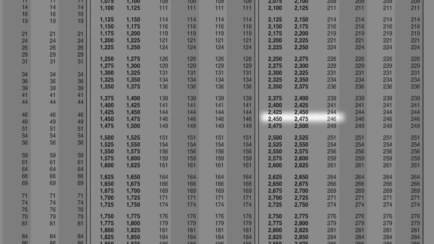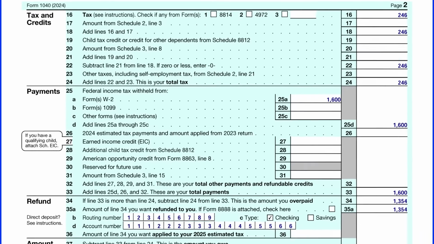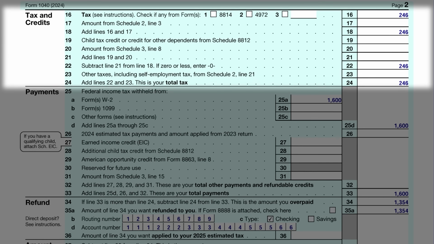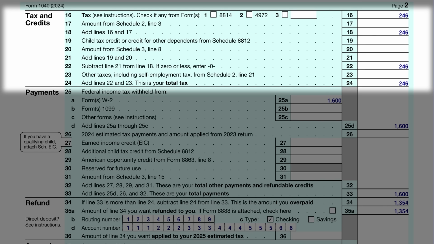Based on his taxable income, John found the tax amount that applies to his filing status and entered it on page 2 of Form 1040. Page 2 also covers tax credits, which can reduce your tax bill. One major credit to be aware of is the child tax credit, which can be worth up to a certain amount per qualifying child. Tax credits reduce what you owe dollar for dollar, so it's worth checking if you qualify. John didn't have any credits, so his tax amount remained the same.